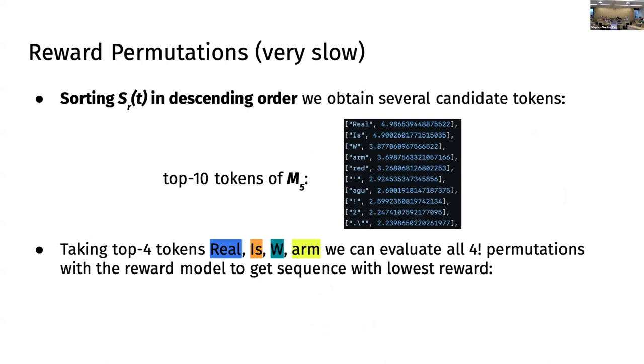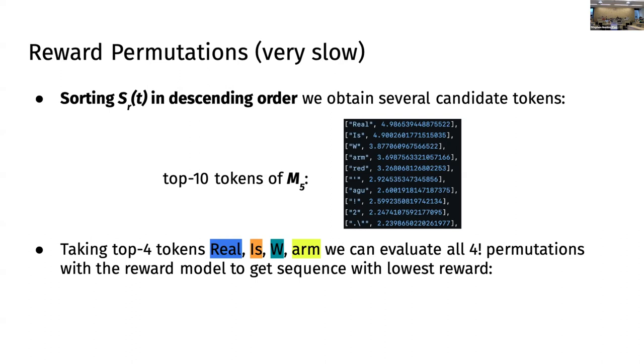Here you can see the top 10 tokens of model 5, and the numbers are just the average Z-scores. You can see how at the top, they are grouped. I usually looked at these results and tried to see what to do. I did actually use the reward a bit. For this, I just took the first four tokens and tried to evaluate all the permutations.